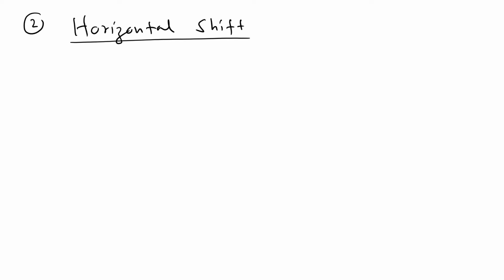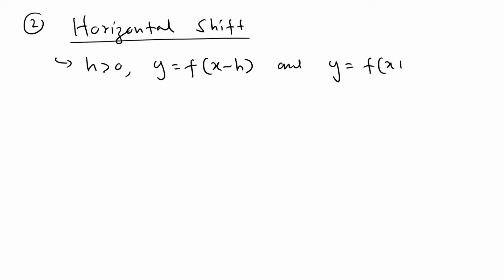So again, let's assume, what are the situations? We're going to consider these cases now. Let's say you have a positive h value, and we're going to do these two cases. One is f(x minus h). You can see it's inside, which means it's only horizontal changes. And the other one is y equals f(x plus h).